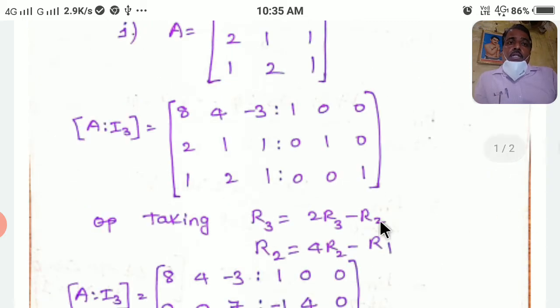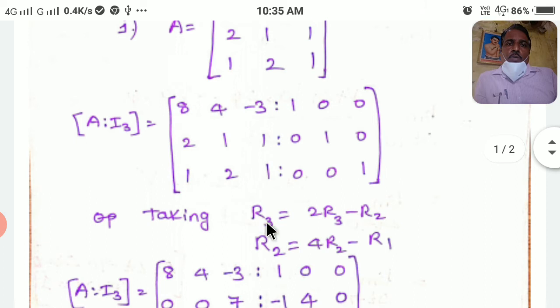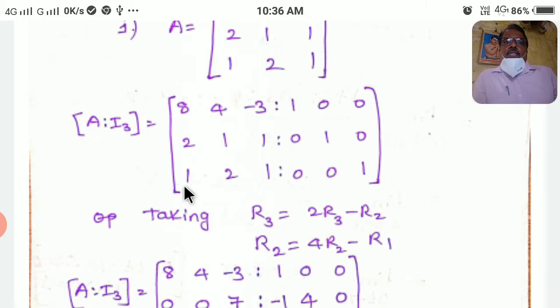Okay, next, the operation we take is R3 is equal to 2R3 minus R2. Now, R3 is equal to 2R3 minus R2 means what? We have to rewrite the elements of R3 using this operation, that is 2R3 minus R2.